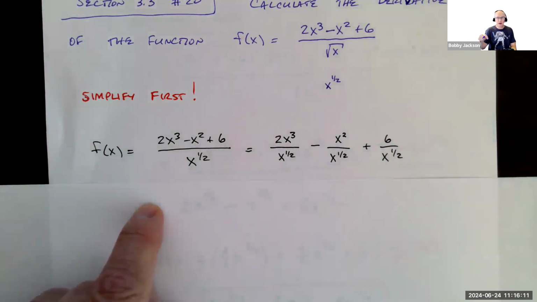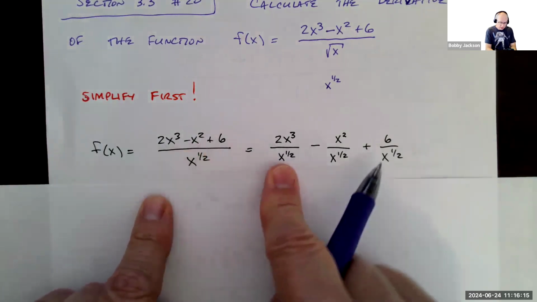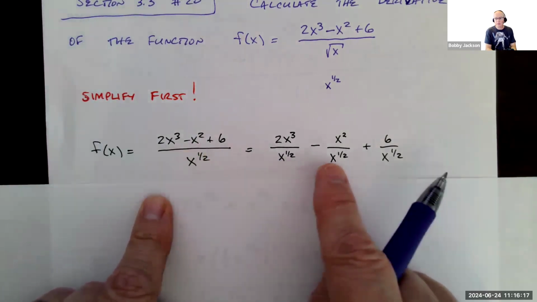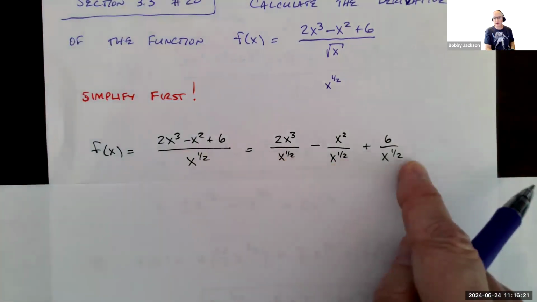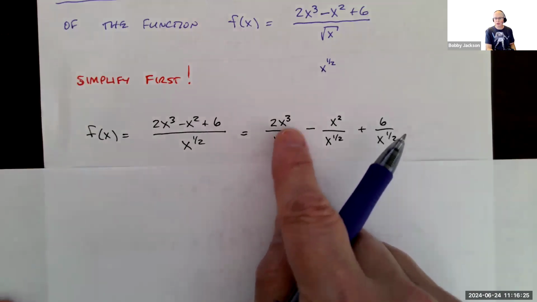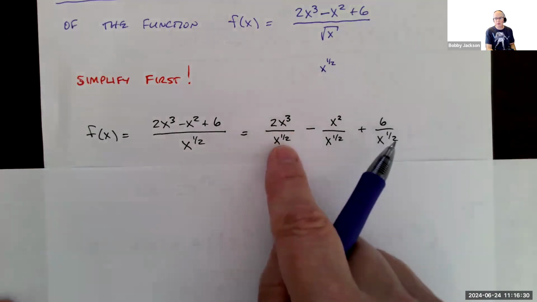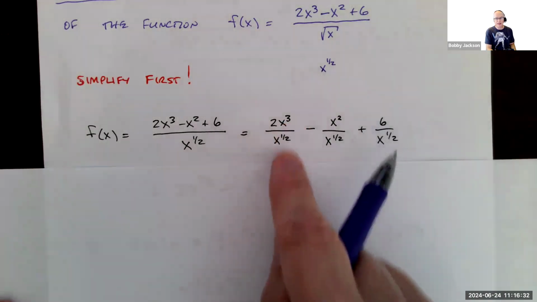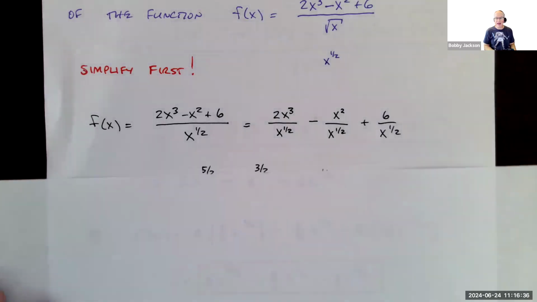And then multiplying, you would use the distributive property over subtraction and addition. So I'm going to divide each term by x to the 1/2. And then each individual term I can simplify. How do I simplify this first one? Well, remember the rule of exponents here. When you're dividing like bases to different powers, you subtract the power. So x cubed divided by x to the 1/2 is x to the 3 minus 1/2. 3 minus 1/2 is 5/2.